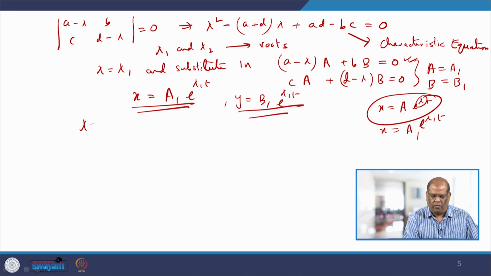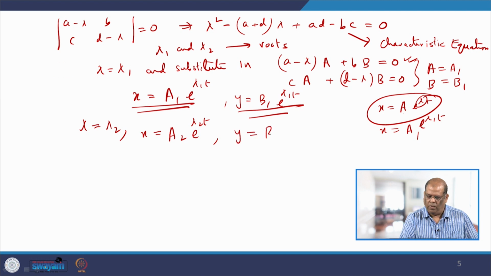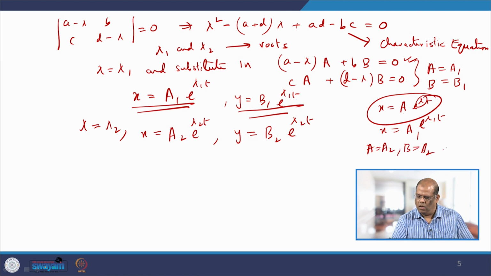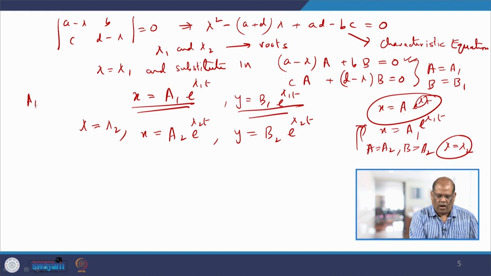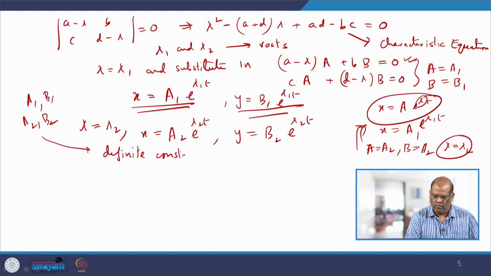In the similar manner, if you put lambda equal to lambda 2, you will get the solution to be x equal to a2 e to the power lambda 2 t, y equal to b2 e to the power lambda 2 t. So, again in the similar way you substitute it here and get another solution, which you name as a2 and b2 for lambda equal to lambda 2, and you substitute back here and you get again this solution. So, here your a1, b1, a2, b2, they are called definite constants. These solutions are linearly independent.